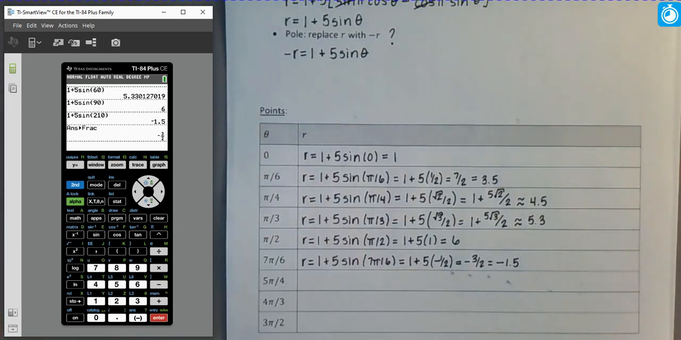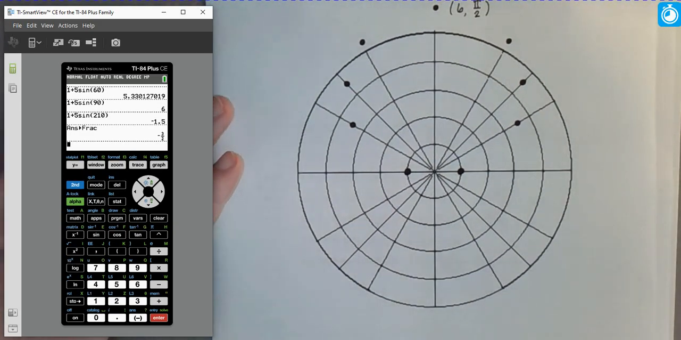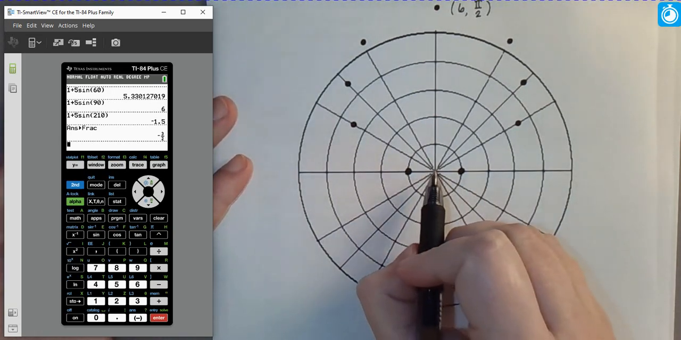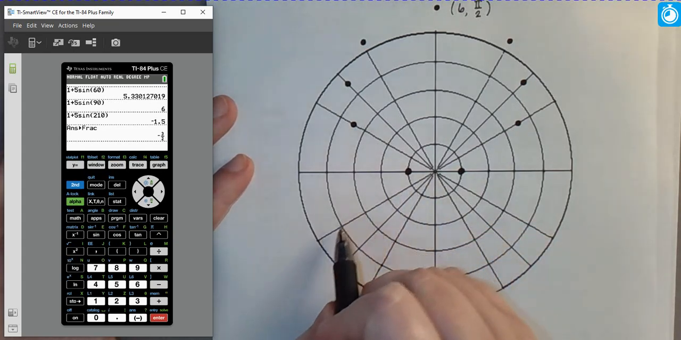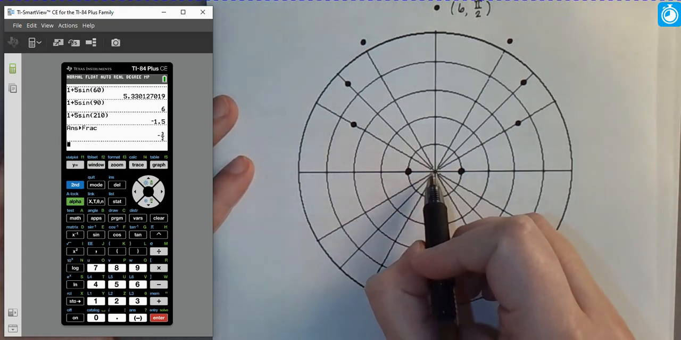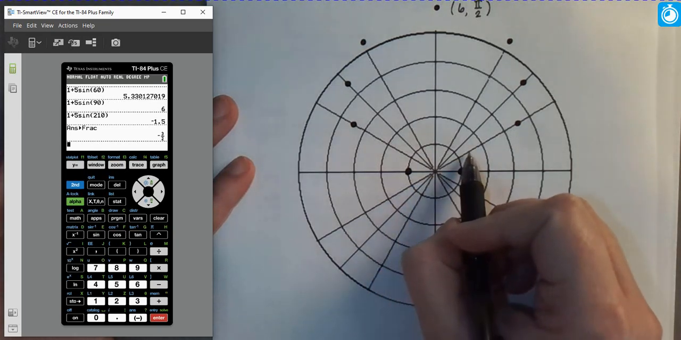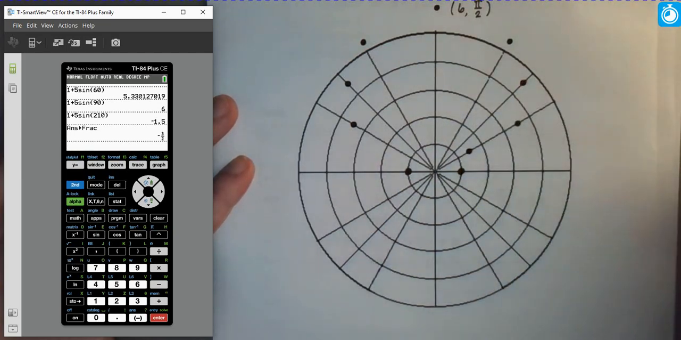Okay, so let's put this on our graph. Now, this is a little bit weird. Notice we have a negative value for r. What does that mean? It means we go to the location where theta is 7 pi over 6, but now we're traveling in the opposite direction, 1.5. So right here.